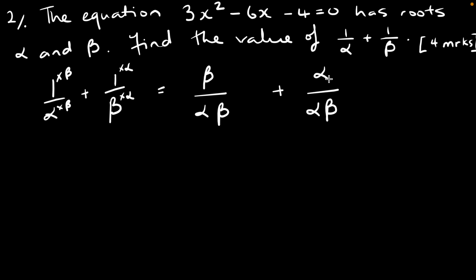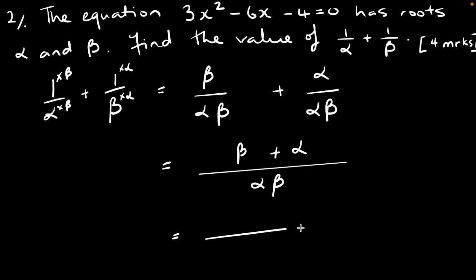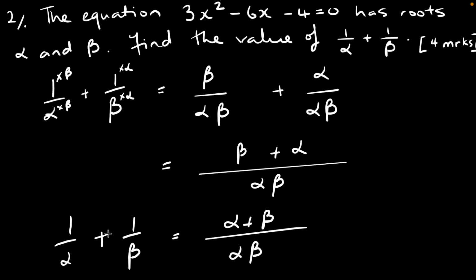Now, your question is, what's happening? Well, we can add it now, right? The denominators are the same. That's how fractions work. And if the denominators are the same, I can now write this as one single term with a denominator of alpha beta, and I can add the numerators. So I can add beta plus alpha, or effectively alpha plus beta, sum of roots over product of roots, right? That's what this is equal to. So now the question is, can we find the sum of roots and the product of roots?